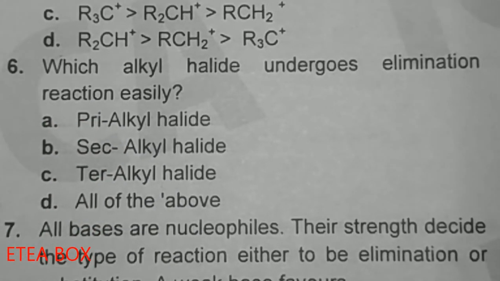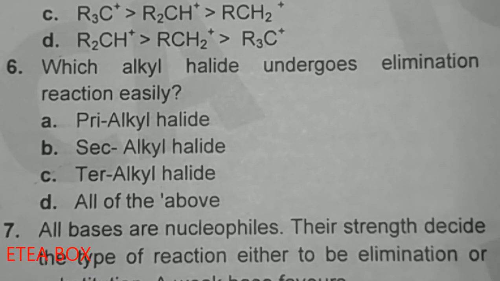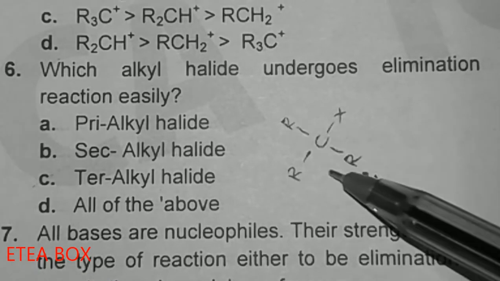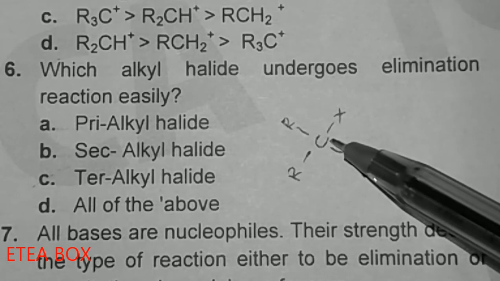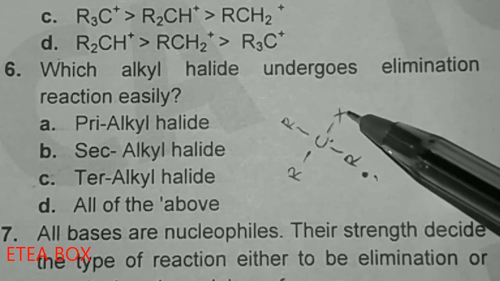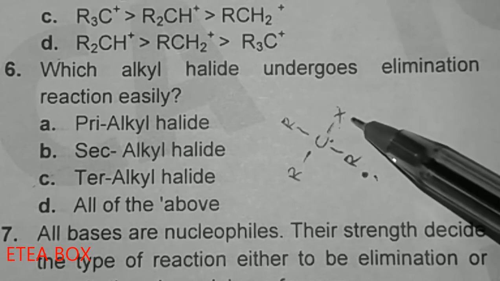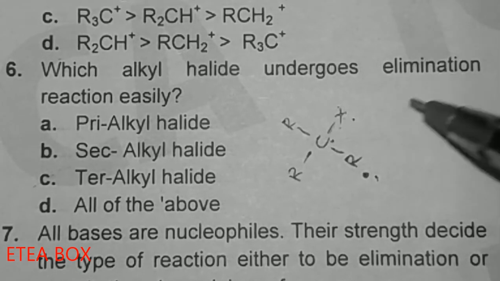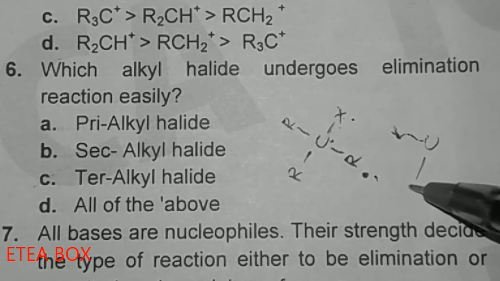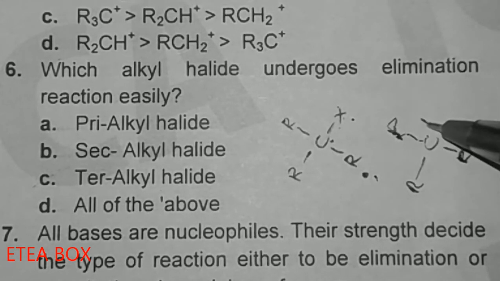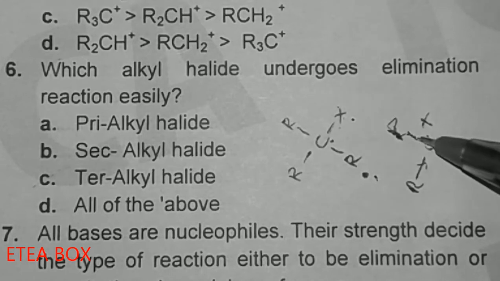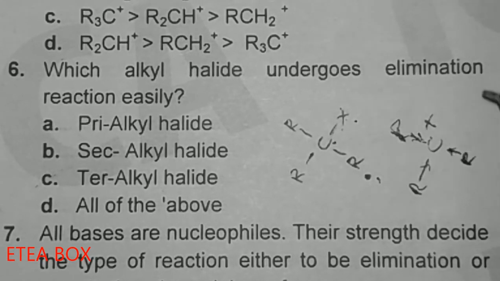6. Which alkyl halide undergoes the elimination reaction easily? Here option C is correct. Tertiary alkyl halide undergoes the elimination reaction because these alkyl groups can stabilize this carbon, so this halogen atom can be easily removed. If we remove this one, we will get the carbocation with a positive charge, and these alkyl groups are electron donating groups, so they stabilize its positive charge, that's why it can easily undergo the elimination reaction.